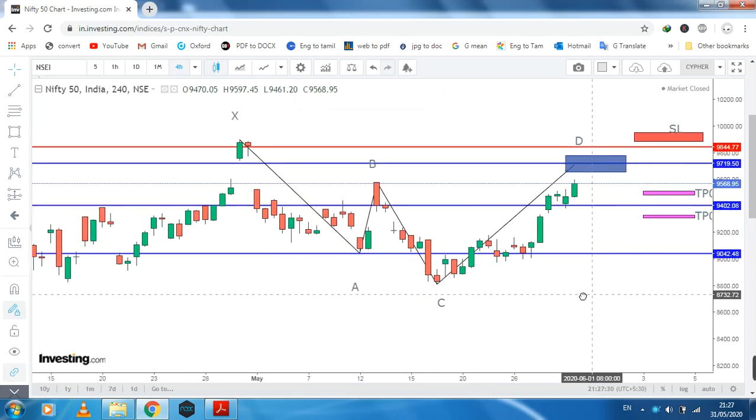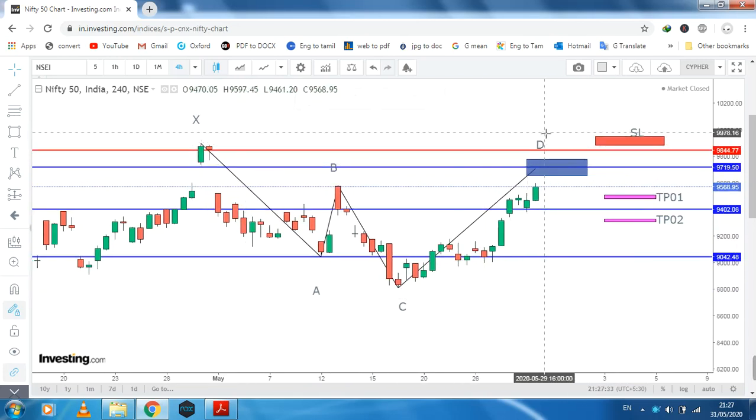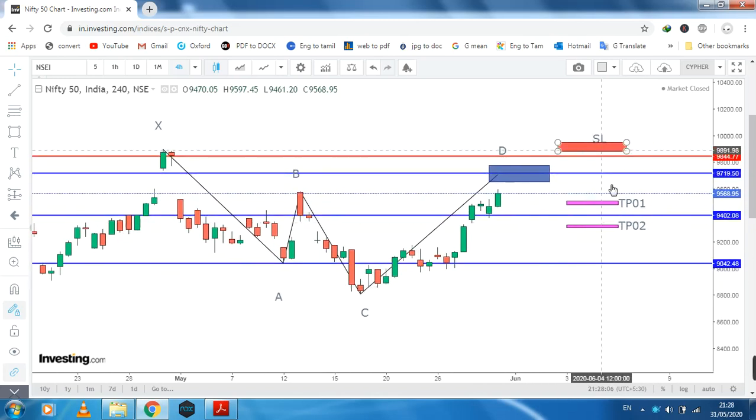This is the way to trade with the Cypher pattern. So you need to be patient in the market on Monday, and when this candle goes and touches, and after a reversal on the low time frame, you can go for the entry. You can get the entry nearly here or here. After that you can go for the trade with TP1, TP2, and stop loss.